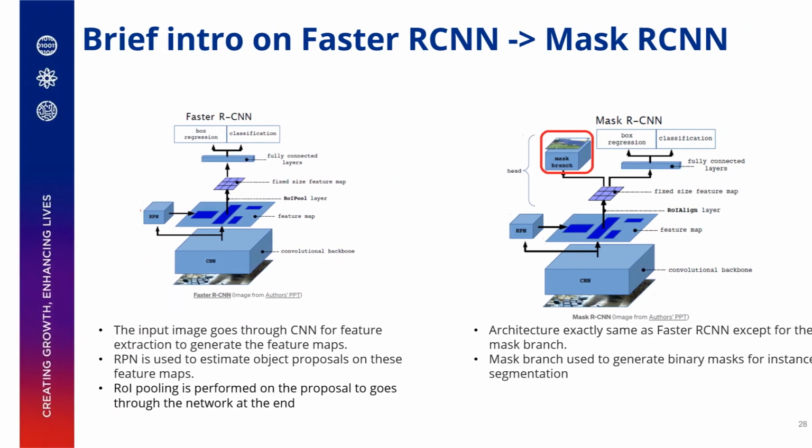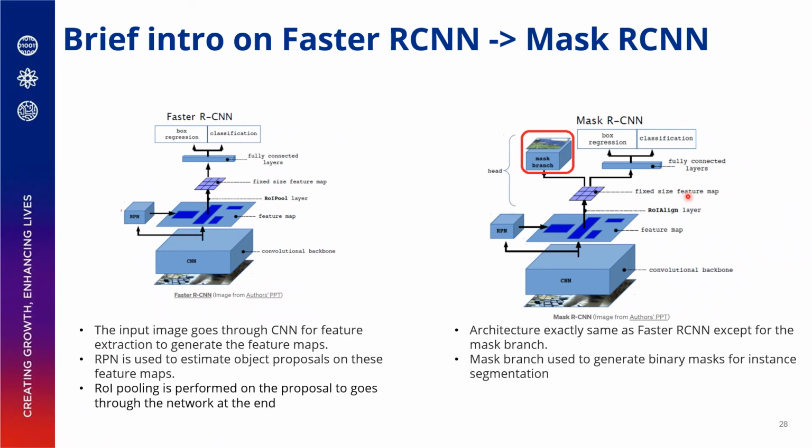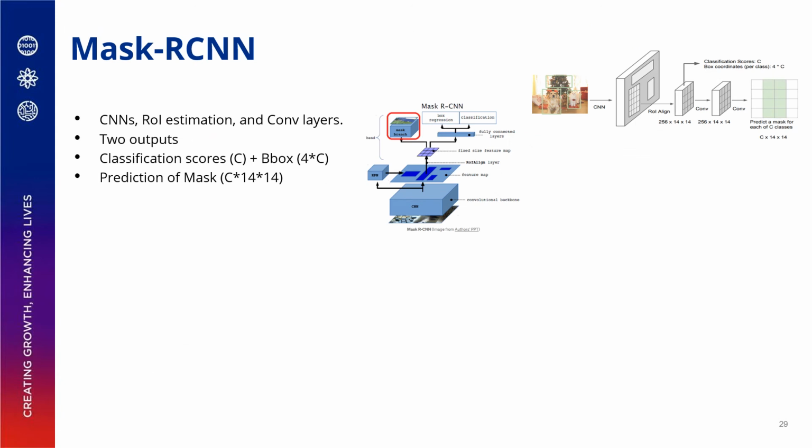So now what Mask RCNN did was add one more module to this Faster RCNN concept, which is they basically added a mask branch over here. So the architecture, other than this mask branch, is exactly the same as your Faster RCNN. This mask branch is basically used to generate binary masks for instance segmentation. As we saw before, this is the new part over here.